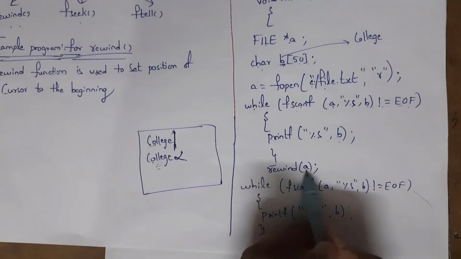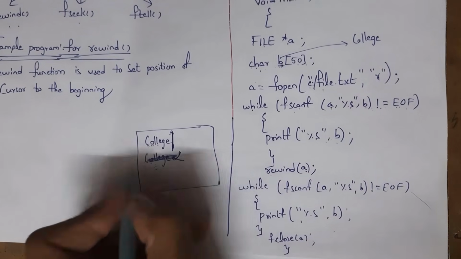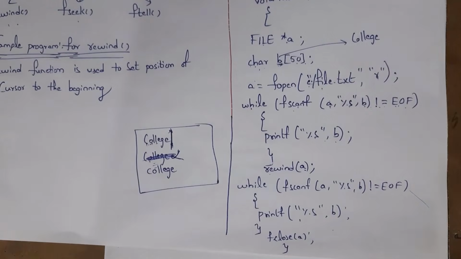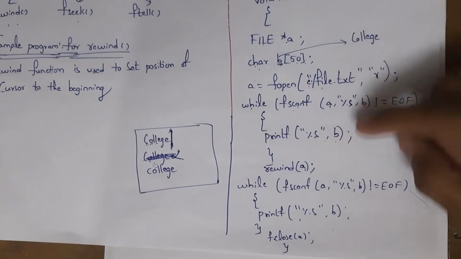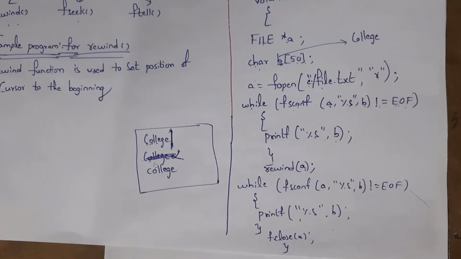Whenever you write this rewind A, then your cursor will be placed at first position. So now you will get output as college. Now you will get output twice. First time it will print college, and then again it will bring cursor to first position, and then again you will get output as college. And at last we need to close this file by using fclose. So at last I wrote fclose of A.